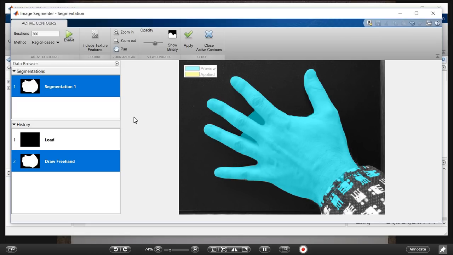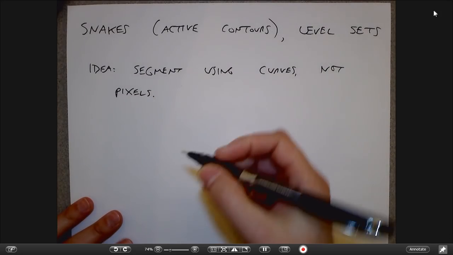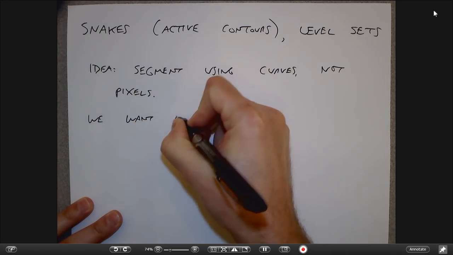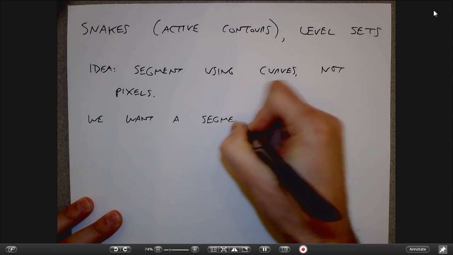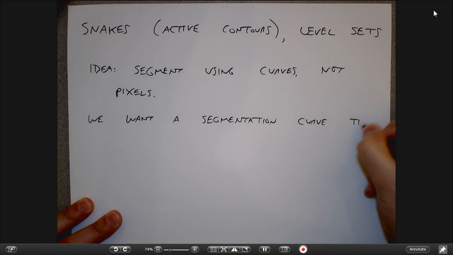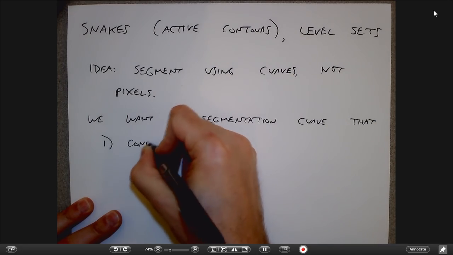So this is called a snake because it is a closed contour that slithers inwards towards the stuff that it wants. Okay, so this is where we're going, but what does this mean? How does it get there? If I go back to my notes, the idea is we want a segmentation curve that, the most important thing is, number one, conforms to image edges.